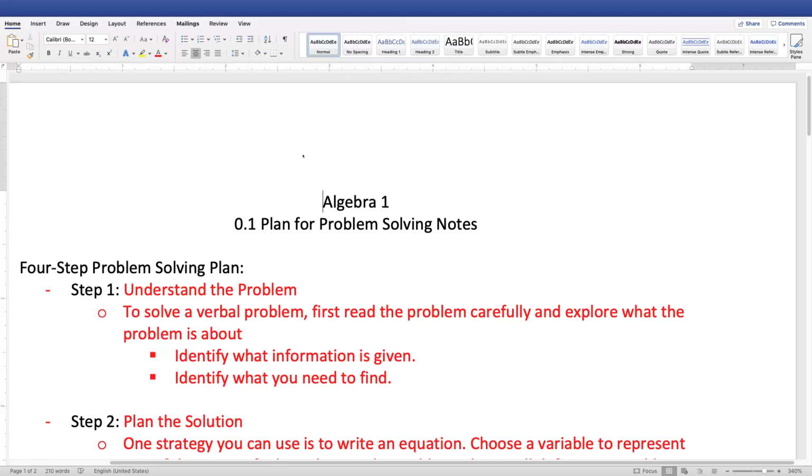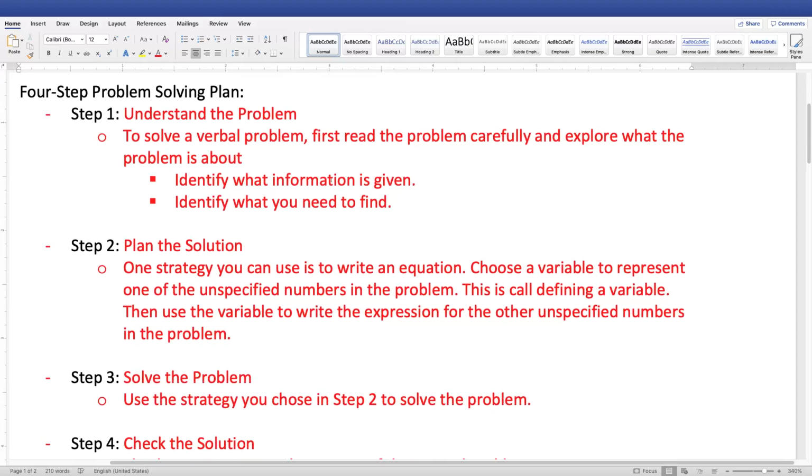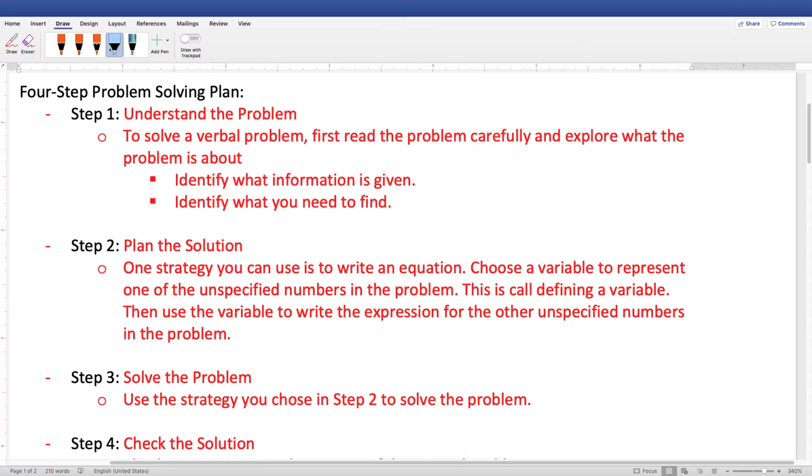All right, so today we're talking about 0.1 planning for solving. So there is a 4-step plan that we're going to talk about for solving word problems. And so the first step is understanding. First step is going to be understanding the problem.